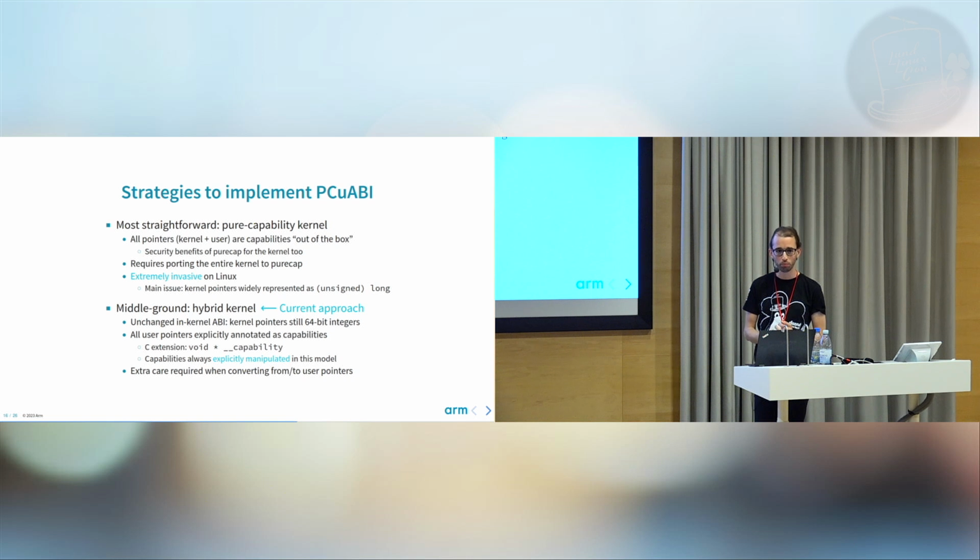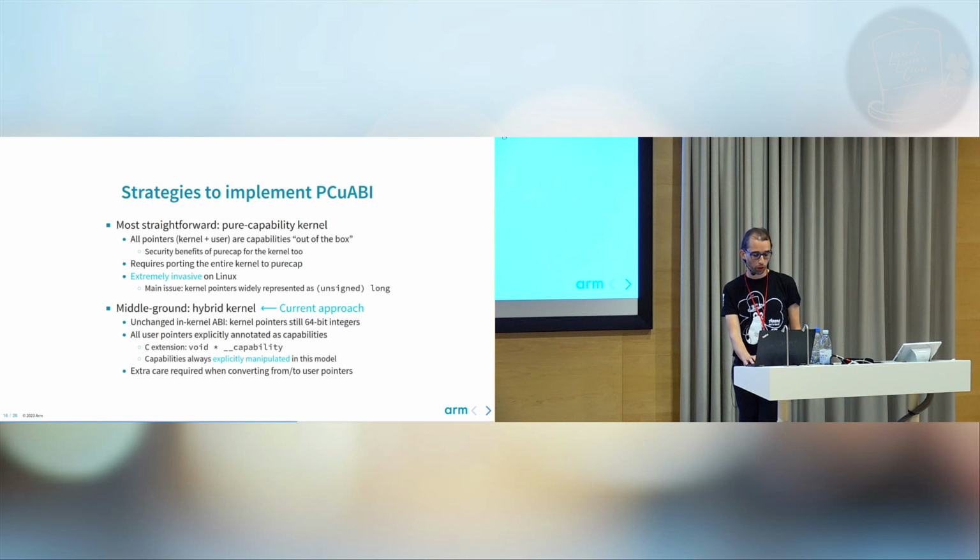Now the problem is, as I mentioned, representation of pointers becomes interesting. And on Linux, that's a pretty big problem because pointers are very often not represented with the right types, specifically long. So porting that kernel to pure cap would really be a huge task, and it's not just the types either. It's also everything to do with allocators, which is quite tricky.